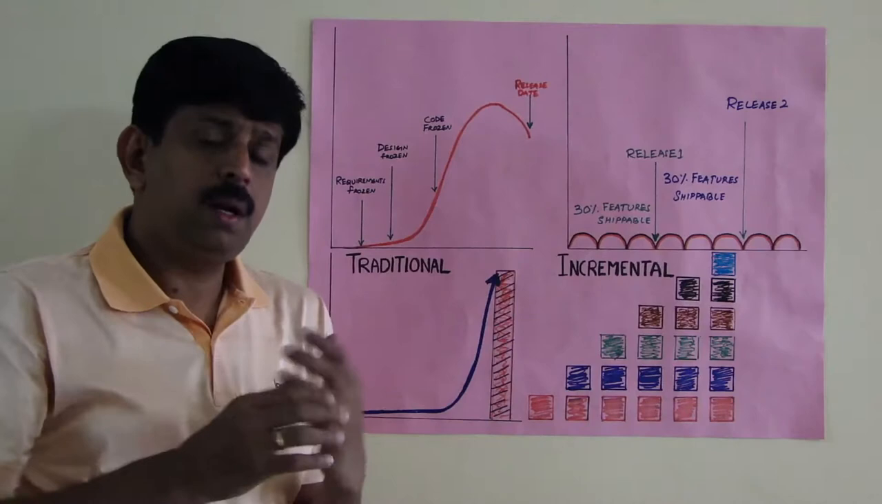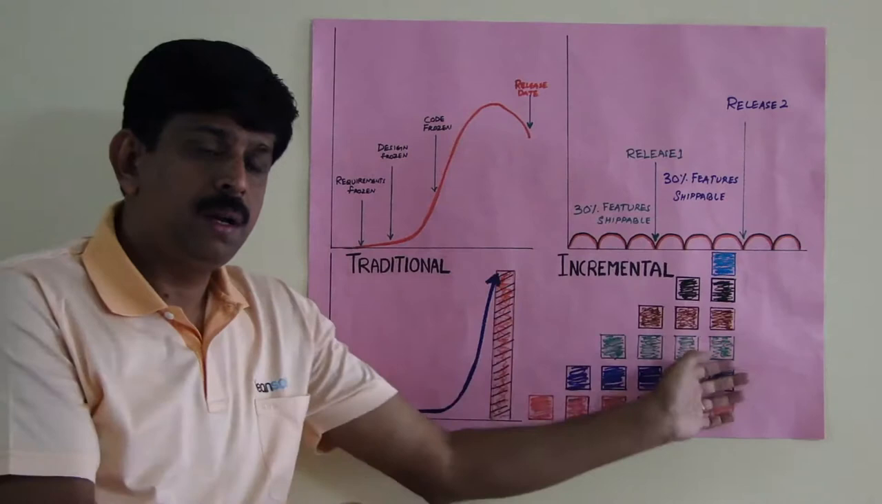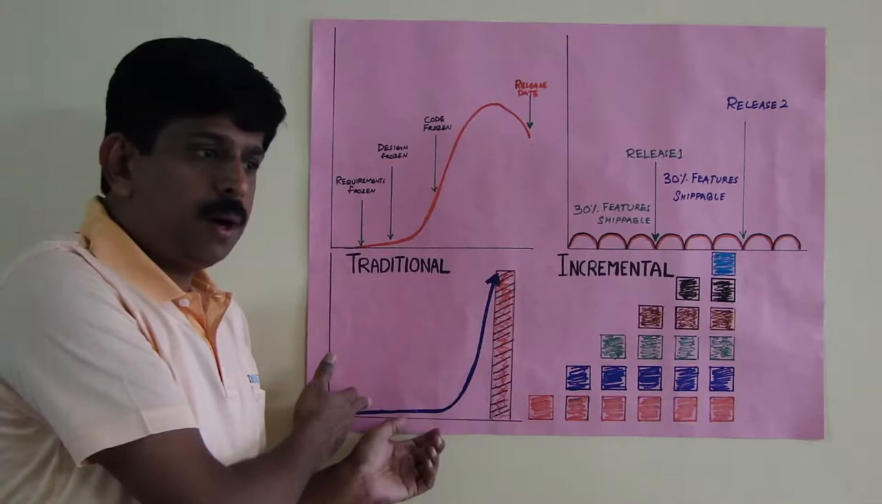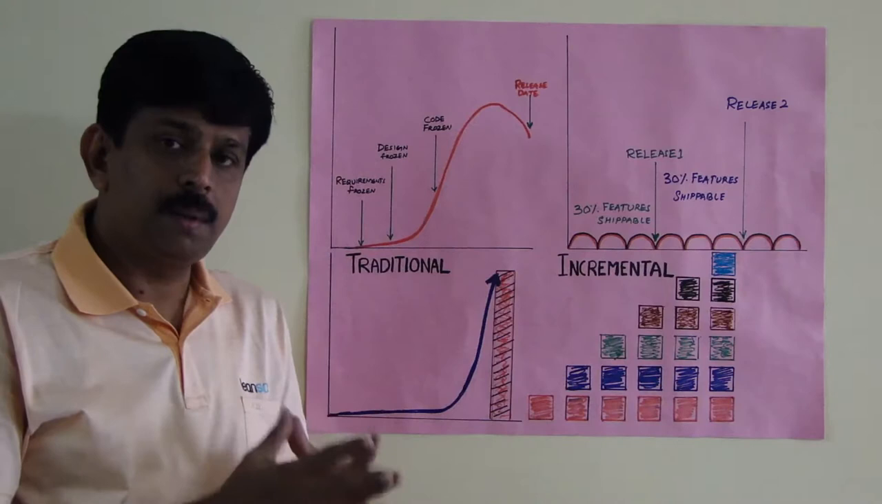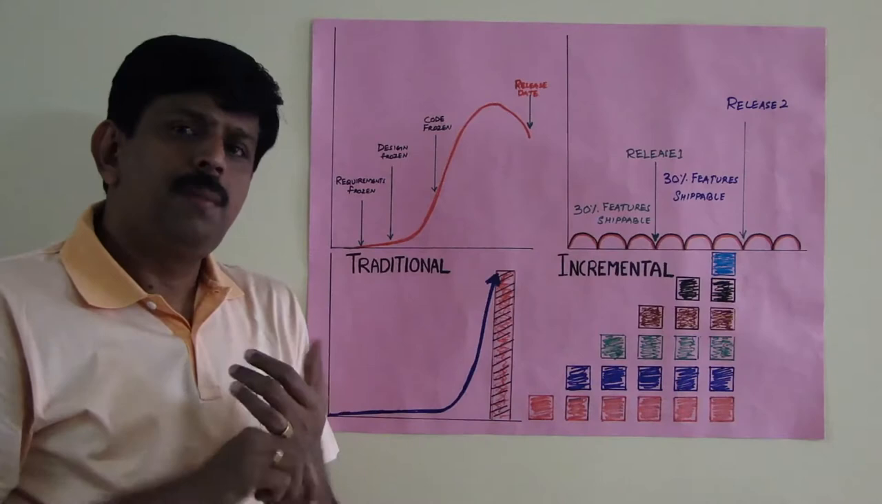There was an extensive survey done on the success and failure rates of traditional and incremental software development. They found that only 14% of the products built using Waterfall actually succeeded. Only 14%. The remaining 85-86% of the products built were either challenged or failed. What does fail mean? Fail is very clear. We did not release a product, or it was scrapped, and then we rebuilt it, and so on.